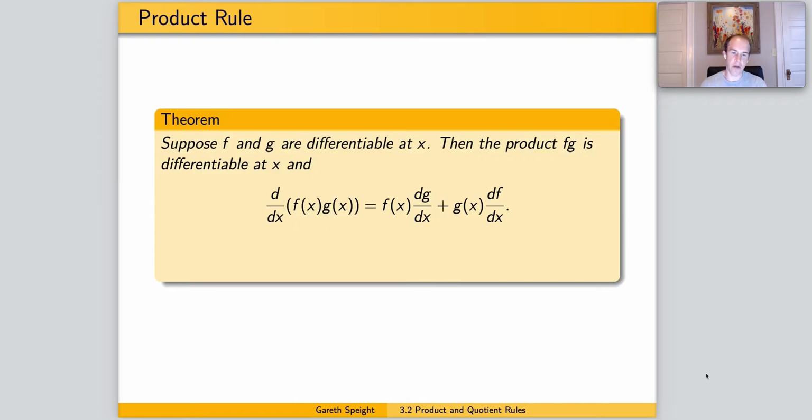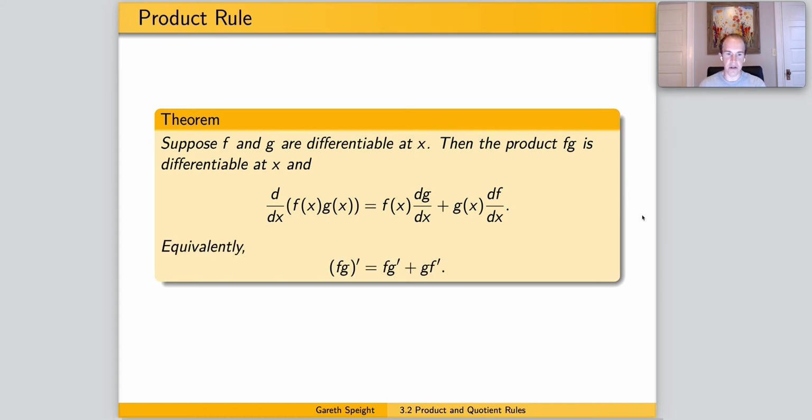So let's start with the product rule. Let's suppose we have two functions and we know that they're differentiable. So they're functions that are in some list of functions whose derivatives we already know. If we can differentiate the individual functions, then we can differentiate the product, and the derivative of the product comes from this formula. The derivative of f times g is f times the derivative of g plus g times the derivative of f. So what this is saying is that we fix the first function and differentiate the second, and then we fix the second function, differentiate the first, and then we add those two things together. And that's the derivative of our product.